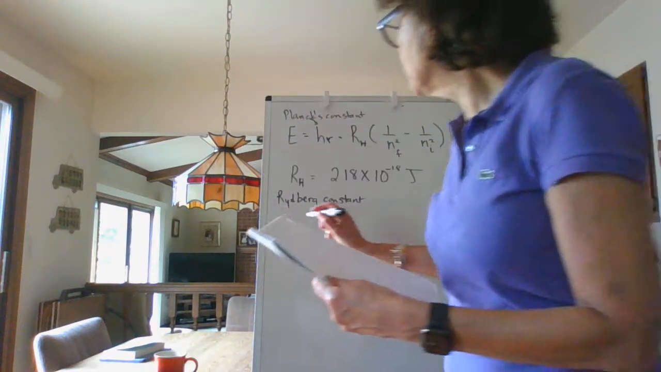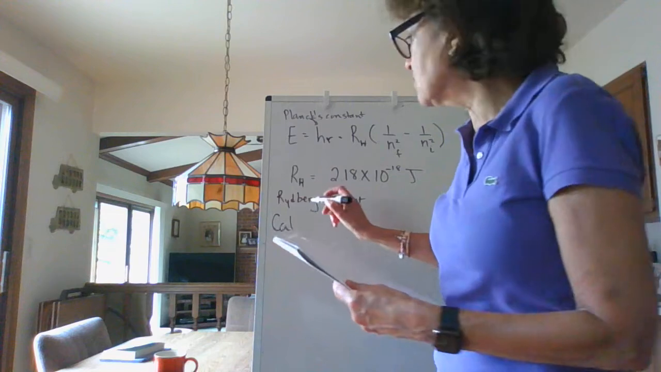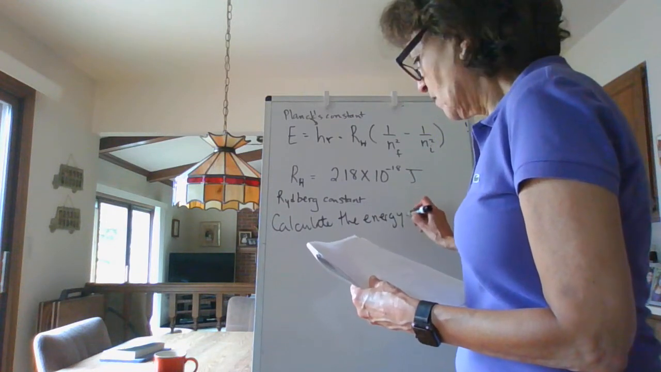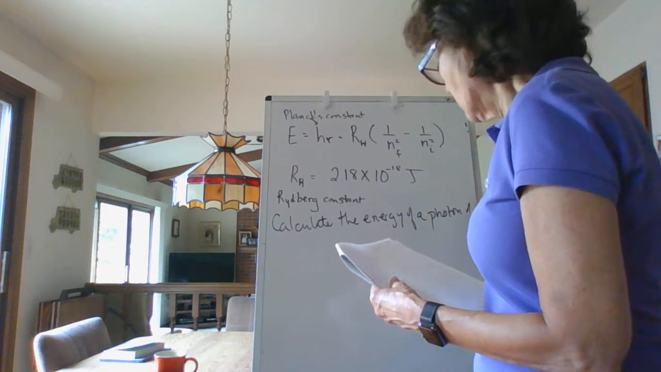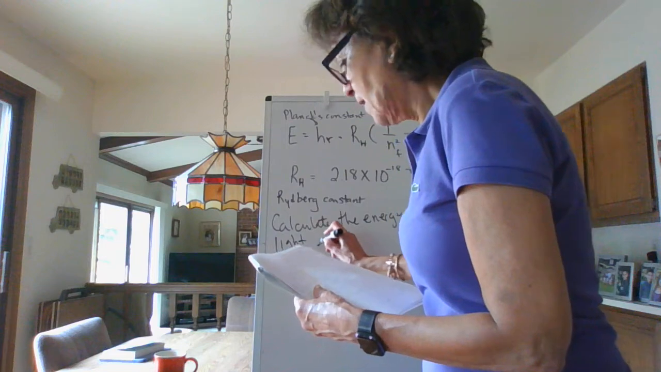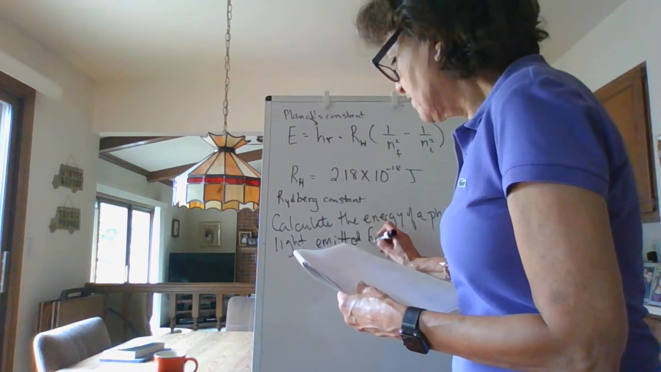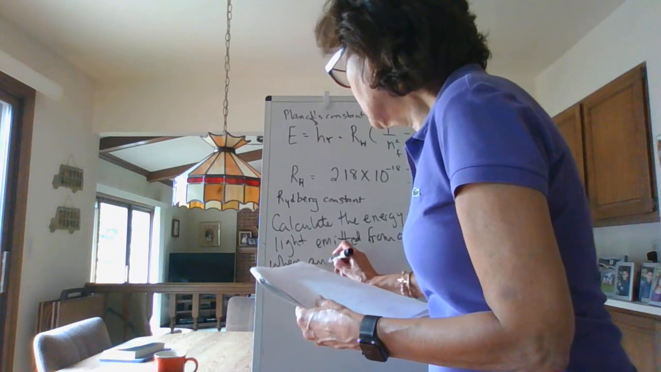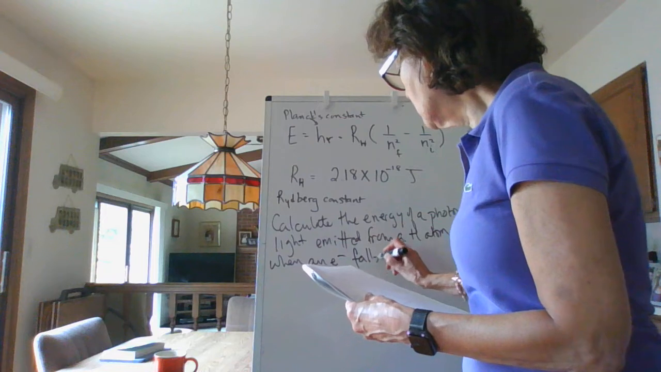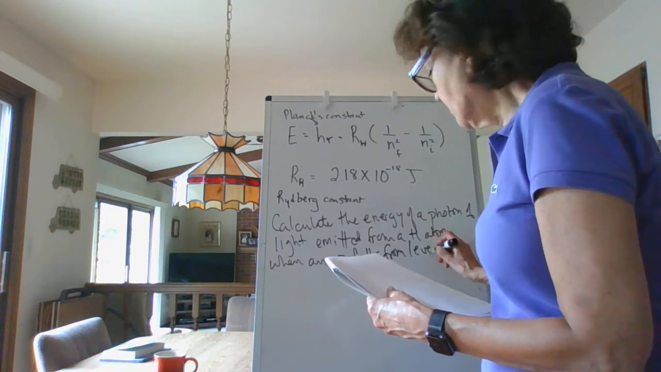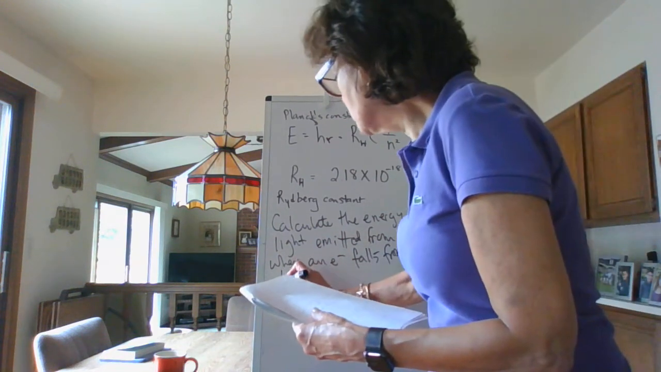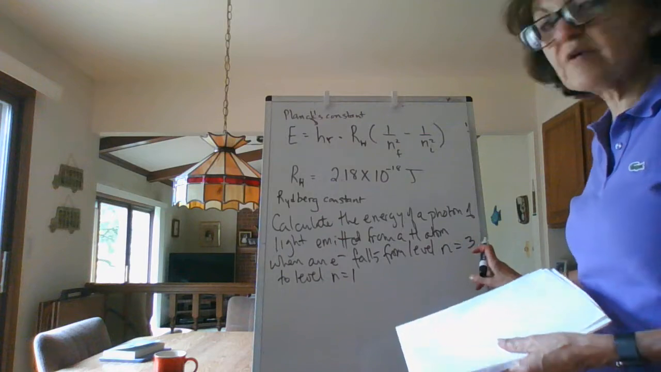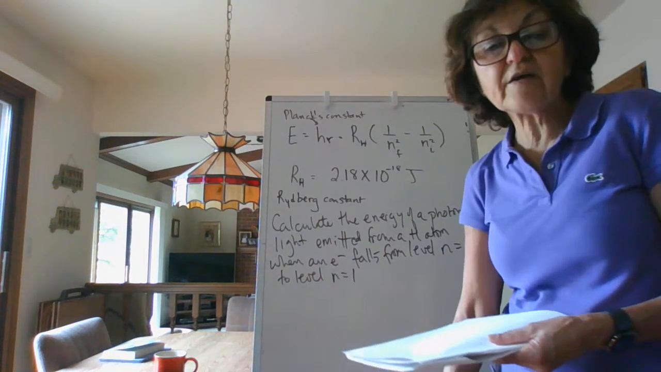All right, calculate, and you'll be given the Rydberg constant, all right? Calculate the energy of a photon of light emitted from a hydrogen atom when an electron falls from level n equals 3 to level n equals 1. So again, just from the wording, n equals 3, that is the initial. n equals 1, that's the final. That's where it ends up.